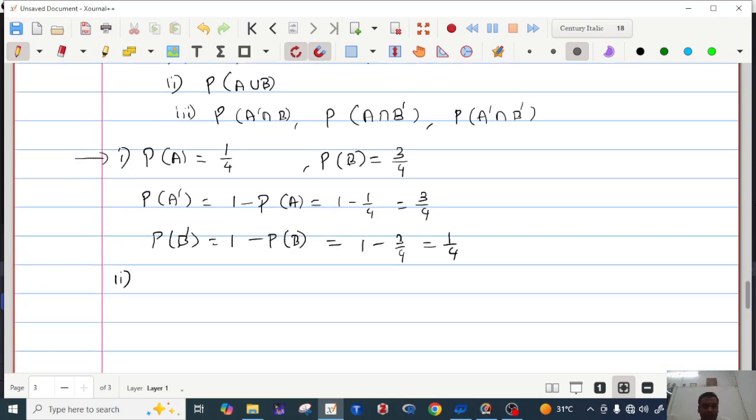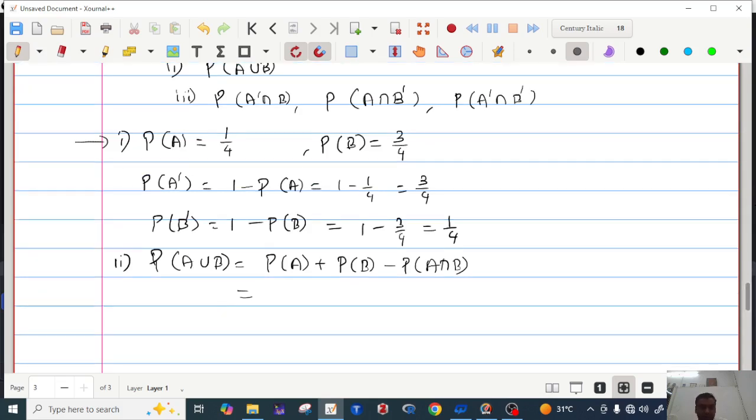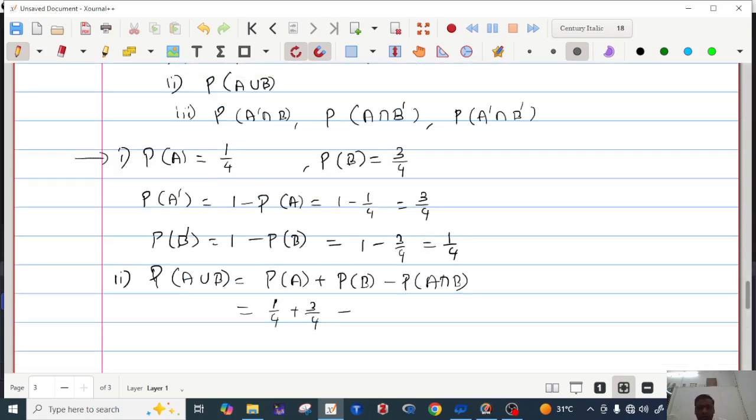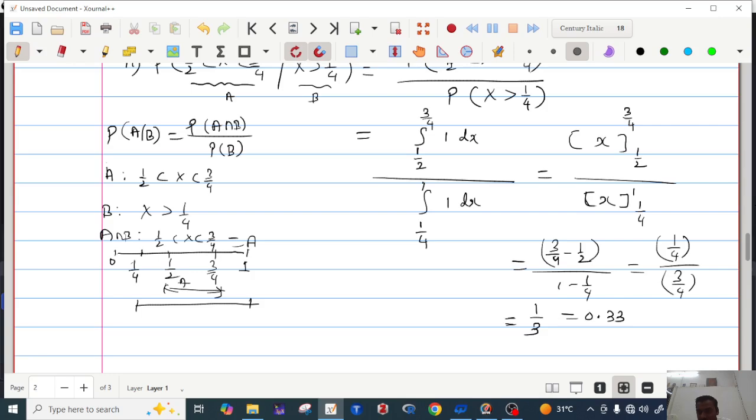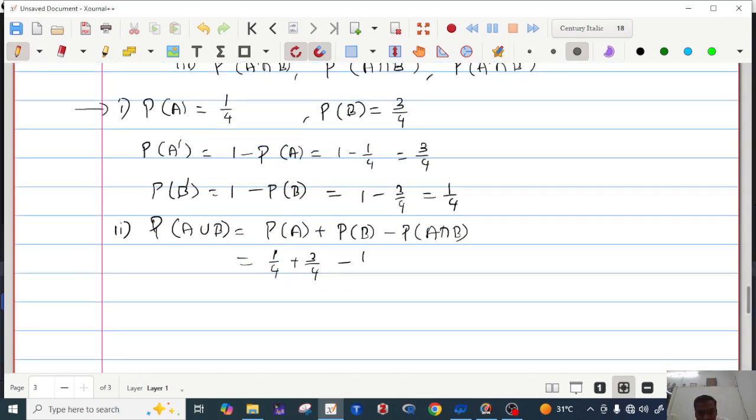The second part is probability of A union B. So probability of A union B is equal to probability of A plus probability of B minus probability of A intersection B. Probability of B is 3 by 4. Probability of A intersection B we have calculated here: it is nothing but probability of A itself. So this gets cancelled, and probability of A union B is 3 by 4. Okay.